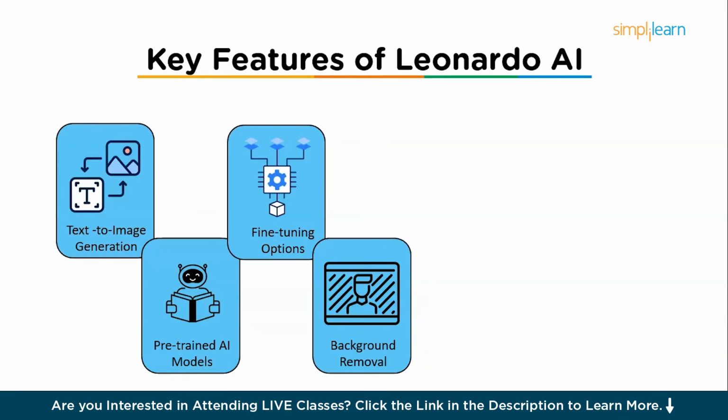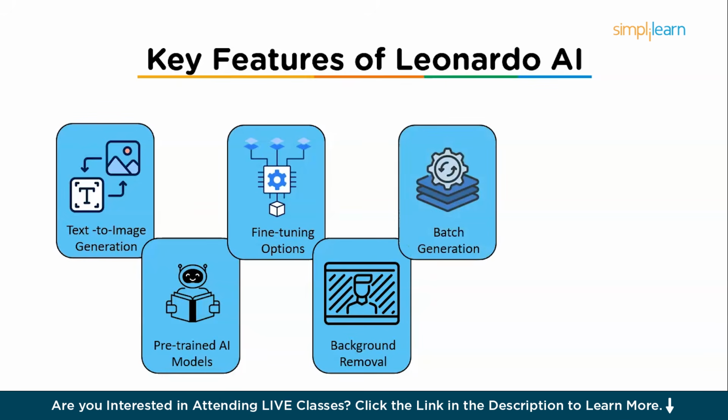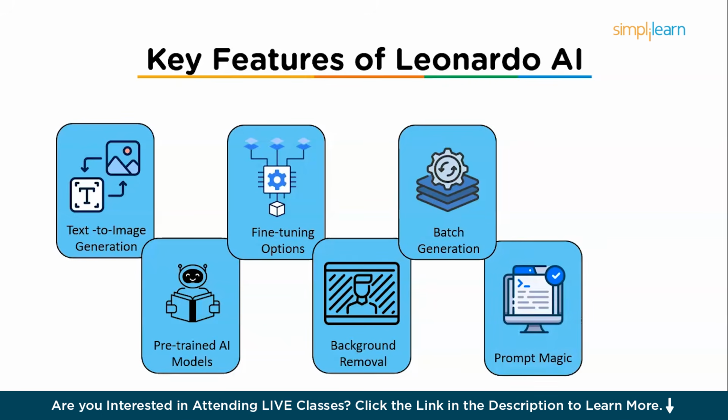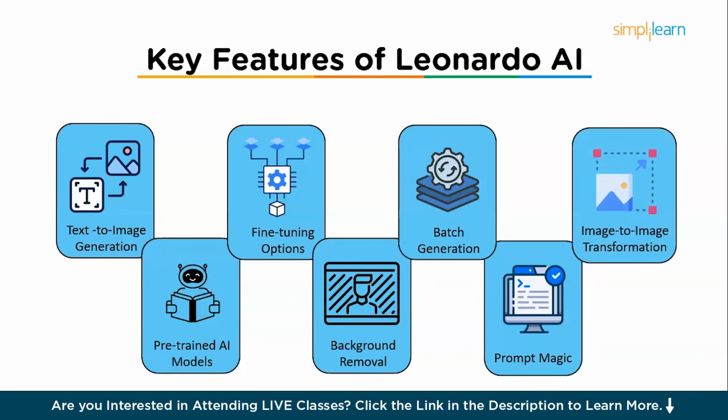It also helps in batch generation. So create multiple images at once to explore different ideas. Now moving on, we have Prompt Magic. It helps refine your descriptions to get better results. Now moving on, we have image to image transformation. So upload an image and apply AI enhancements or style changes.